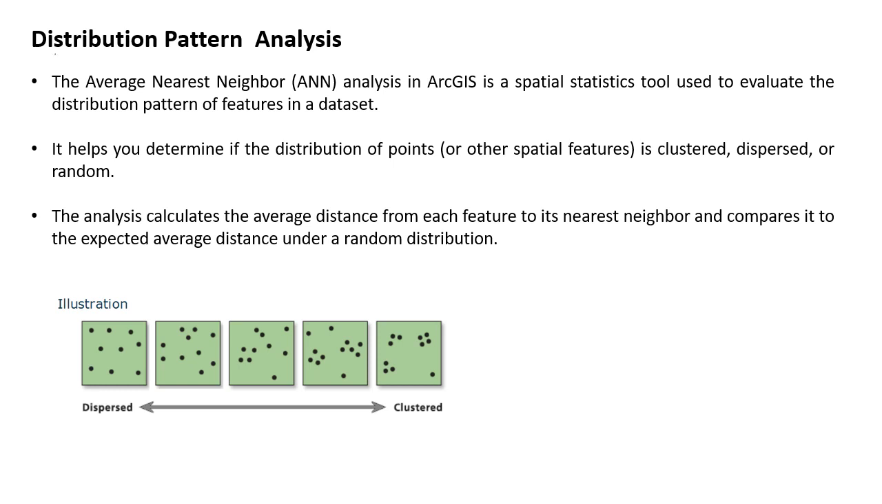Distribution pattern analysis. There are different ways, but the most commonly used is the average nearest neighbor analysis. In short, this is known as ANN analysis.